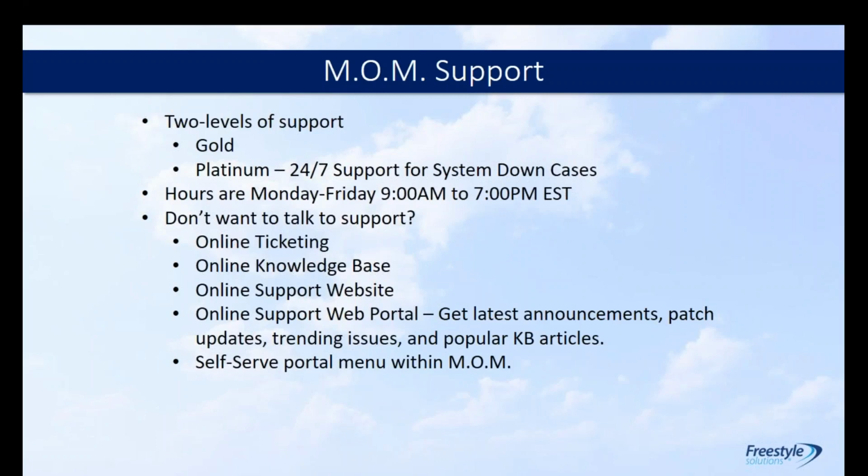So obviously, there are 2 levels of support. With that, it means you get gold, which is pretty much everything that is shown here, which we'll talk about in a little bit. Platinum includes everything that gold includes, plus 24/7 support for system down cases. That's if you can't log into your system, it's not pulling any orders in, whatever the case may be. Hours are Monday through Friday, 9 a.m. to 7 p.m. Eastern Standard Time.